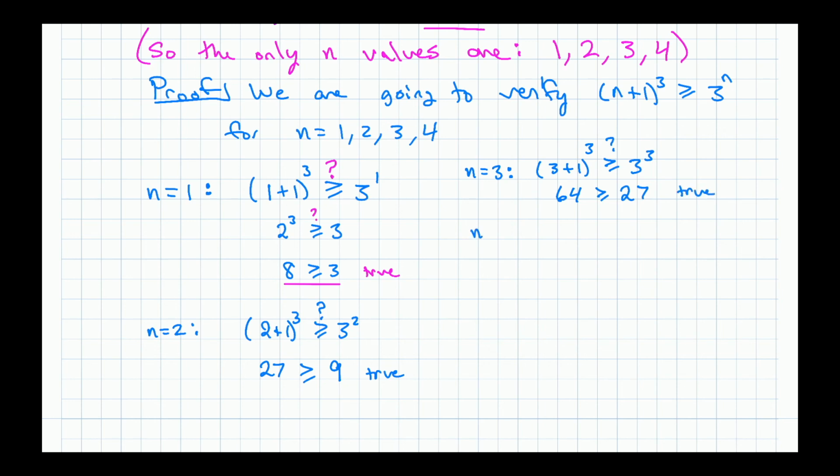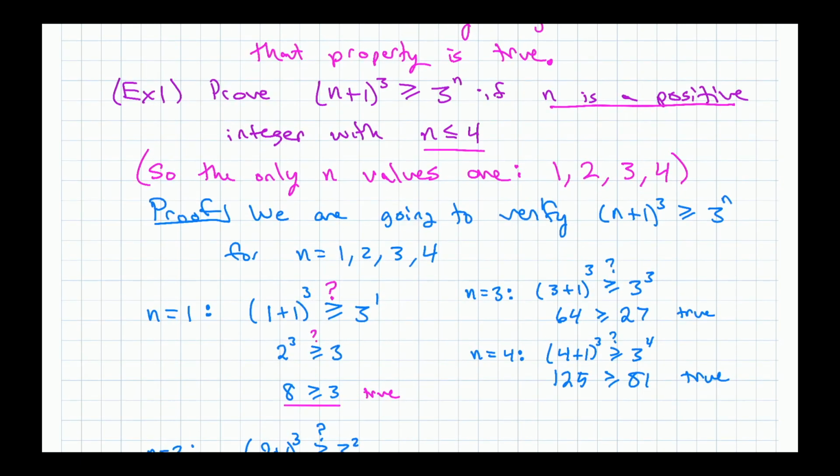And then we check n equals 4. 4 plus 1 cubed greater than or equal to 3 to the 4. Work it out. So on the left, we have 5 to the 3. That is 125, greater than or equal to 3 to the 4, which is 81. That's also true. And there we go. So we just checked each of them. The inequality happened to be true in all 4 cases. And those 4 cases were the only cases that we were asked to check.